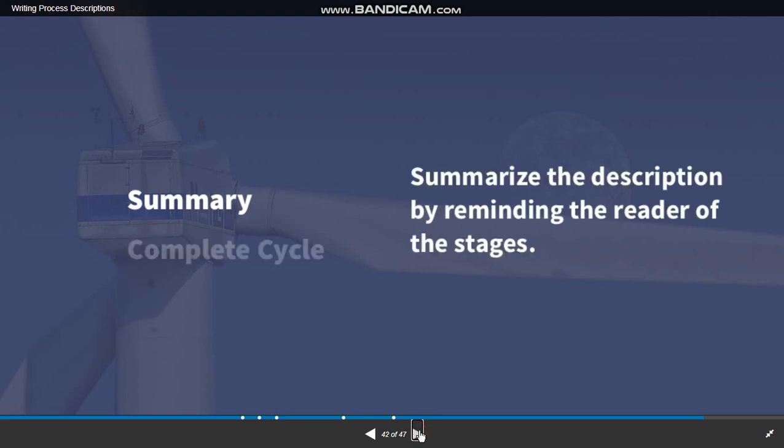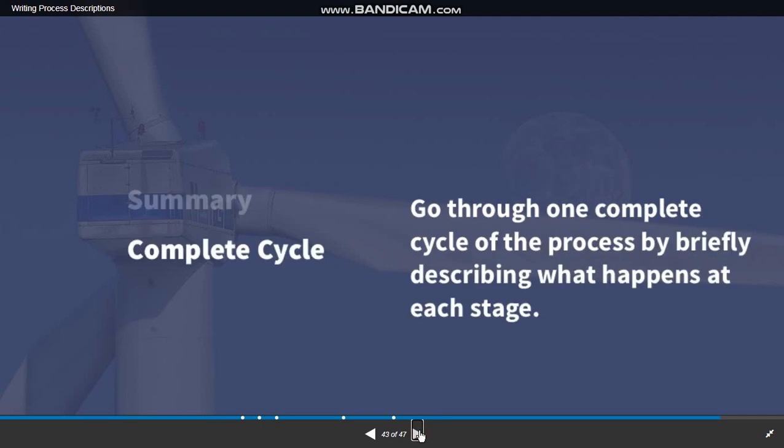So in the summary part, you should summarize the description by reminding the reader of the stages. In the complete cycle, go through one complete cycle of the process by briefly describing what happens at each stage.